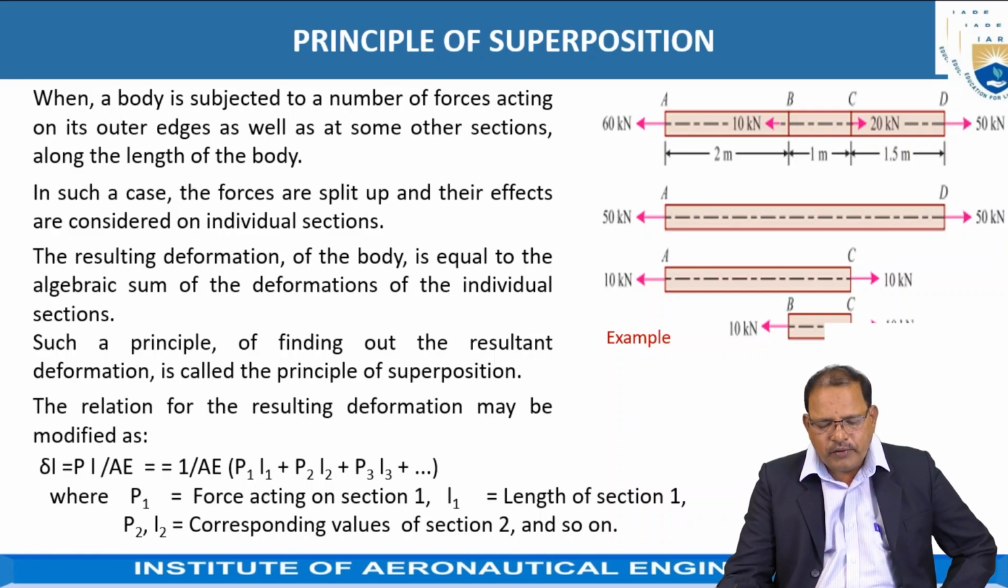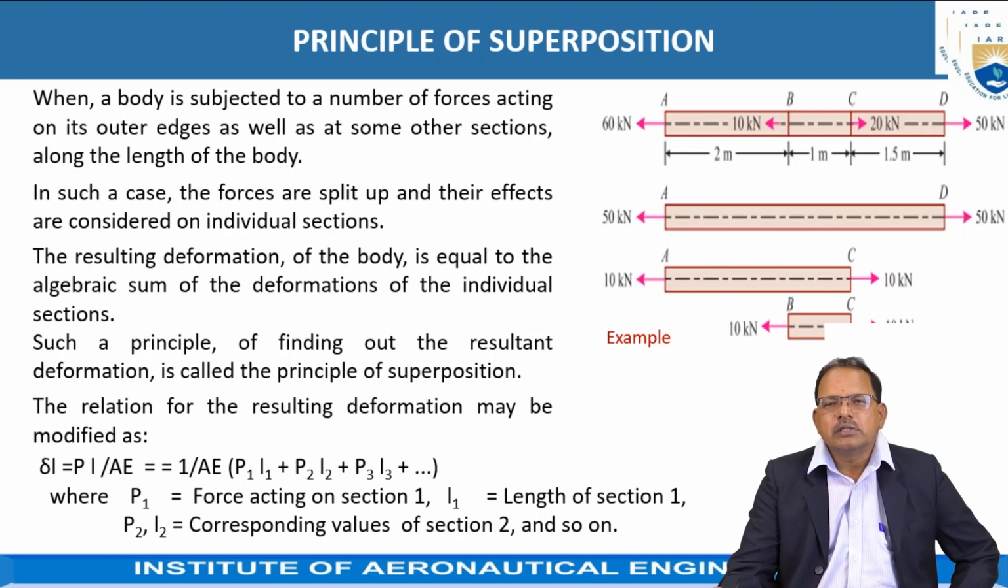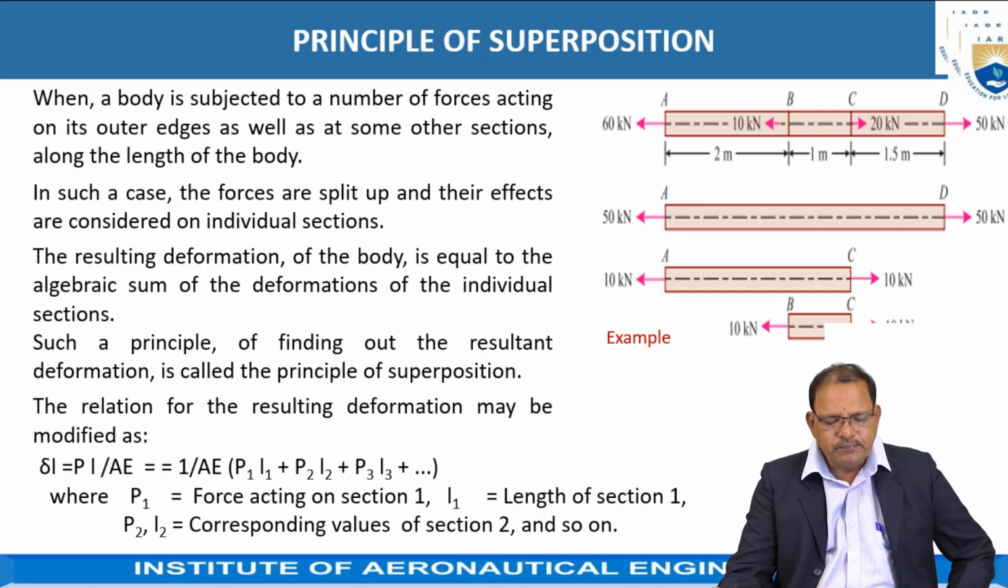This principle of finding out the resultant of deformation is called the principle of deformation. That is, splitting the structure into a number of segments and calculating the deformation produced in each bar. The total elongation is equal to the sum of the elongation produced in each bar. This is called the principle of superposition.